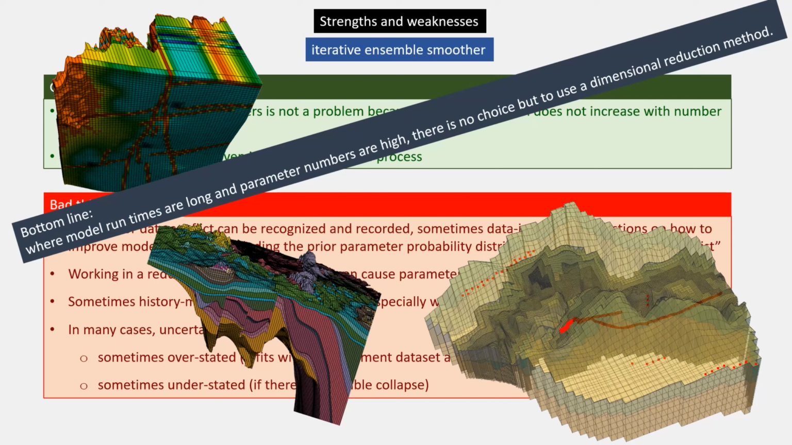Iterative ensemble smoother is one methodology to do that. Another methodology to work in a reduced dimensional subspace with a highly parameterized, structurally complex model is ensemble space inversion. And that's what we'll talk about now. Ensemble space inversion has 5 defining features, which we'll now briefly talk about.